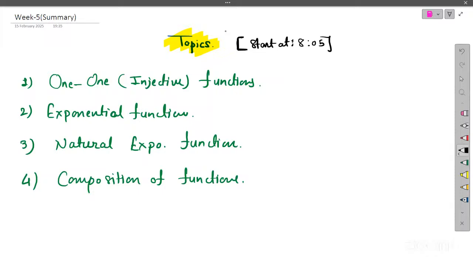I think madam still has not started. Okay. Madam is waiting for others to join. The first slide is just showing the list of topics for this week, which we are going to revise. Okay, thank you.